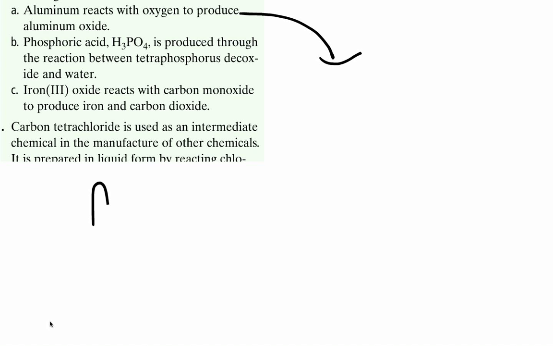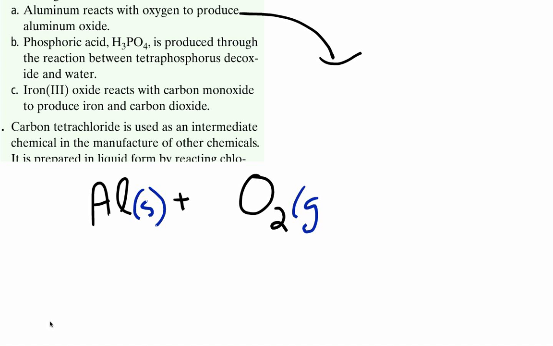So aluminum, Al, reacts with oxygen. So I'd say plus oxygen. And oxygen, again, we have to remember is diatomic. It is O2. The other thing I'm going to throw in is my state symbols. Aluminum, I know, is a metal. If I look on the periodic table, it's going to be a solid. Oxygen is going to be a gas. On the other side of this reaction, produce means put down your yield sign.